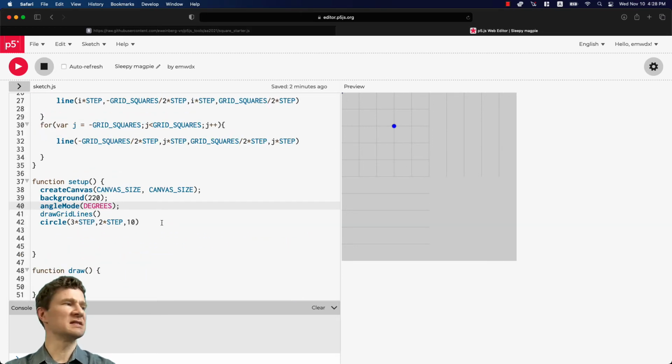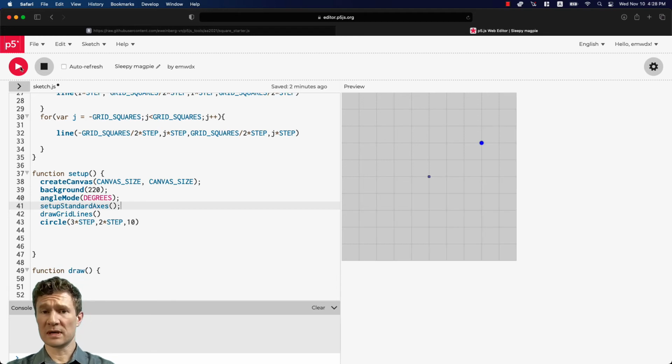So let's introduce this into the code. Now you can see that by running this code and drawing a circle at the point 3, 2, it's now putting it in the point we would expect following math class. And so that's going to be really, really useful.